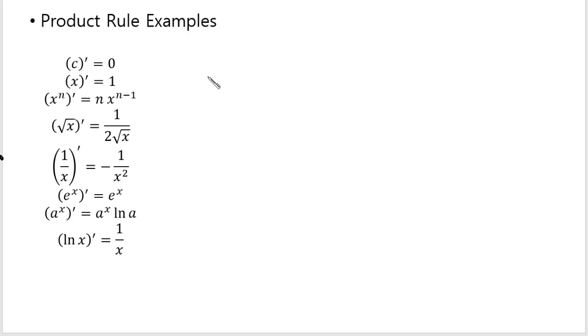Let's try a few product rule examples. First, if you have a polynomial, say x squared minus 5x multiplied with the exponential function, what's the derivative? The product rule, I should write down the product rule.